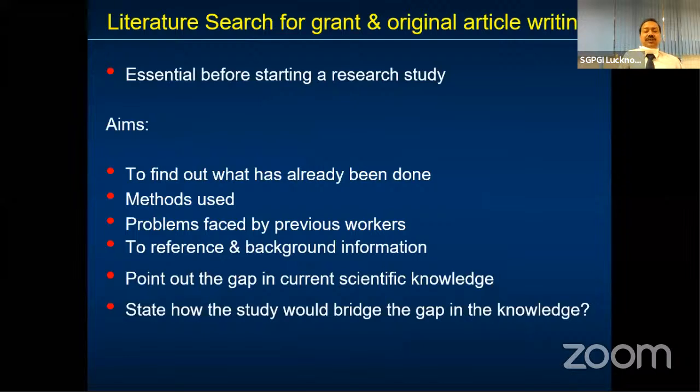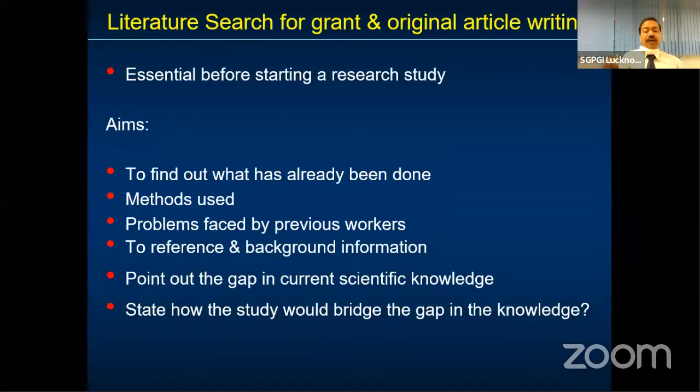Therefore, literature search is essential before starting a research study. Why? Because you have to find out what has already been done, so that you know this has been done, this has not been done. So if I plan to do this, this will be something new. You will know what method the previous worker used, because if you know that, you will tend to follow the same path. You will also like to know what problems the previous worker faced, so that while you plan the study, you will obviate all these problems or try to obviate them.